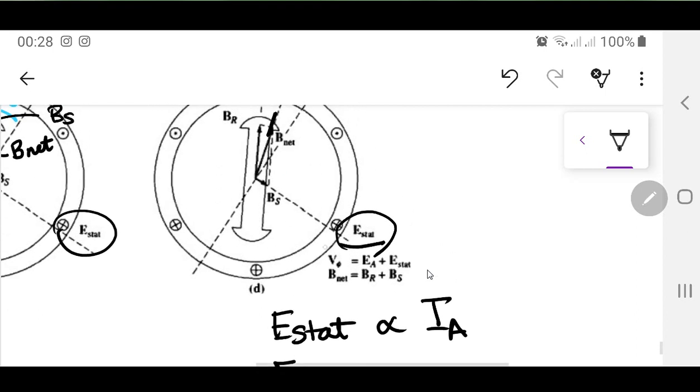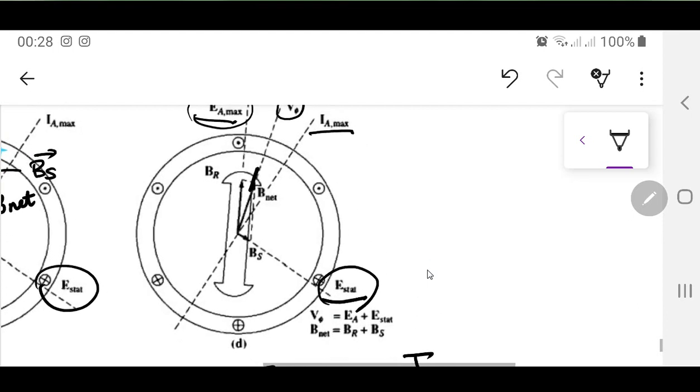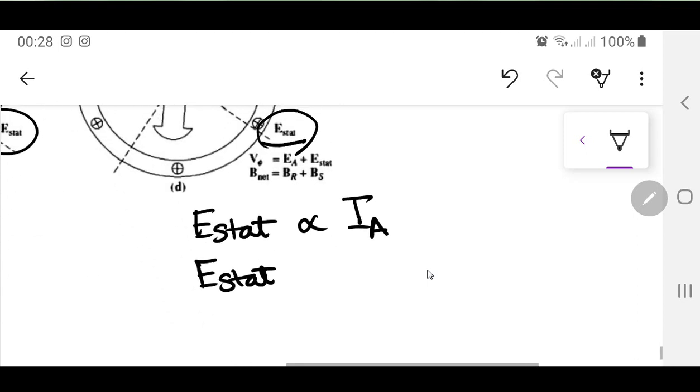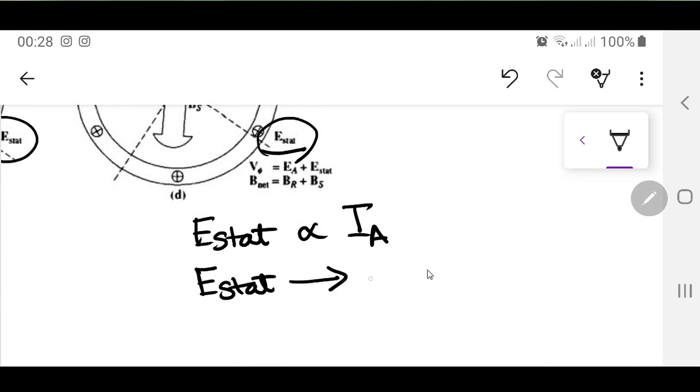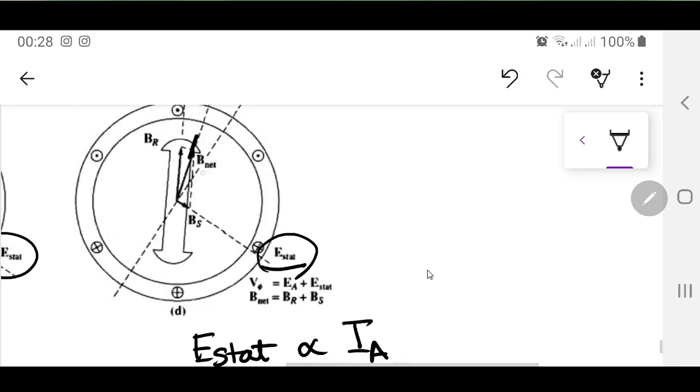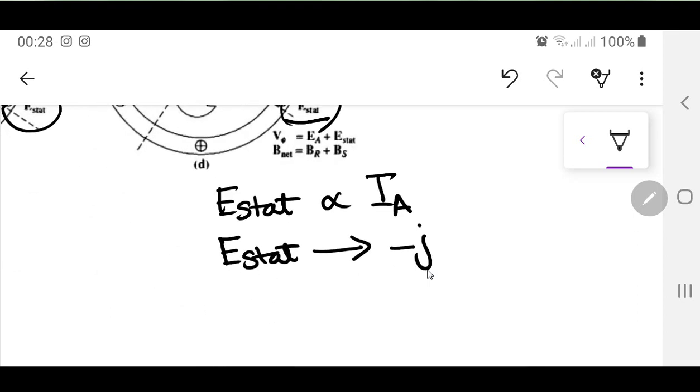The orientation of E stat is that it is completely at 90 degrees, lagging behind IA. It is completely lagging behind IA. So you can say that E stat is at approximately minus j angle. What is j? j means 90 degrees forward, but here you are going backward. So this means E stat is exactly at minus 90 degrees to IA.